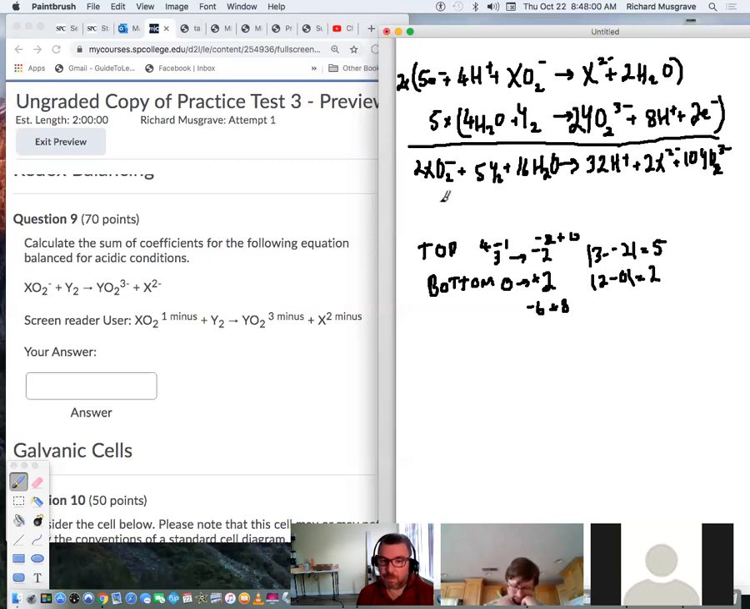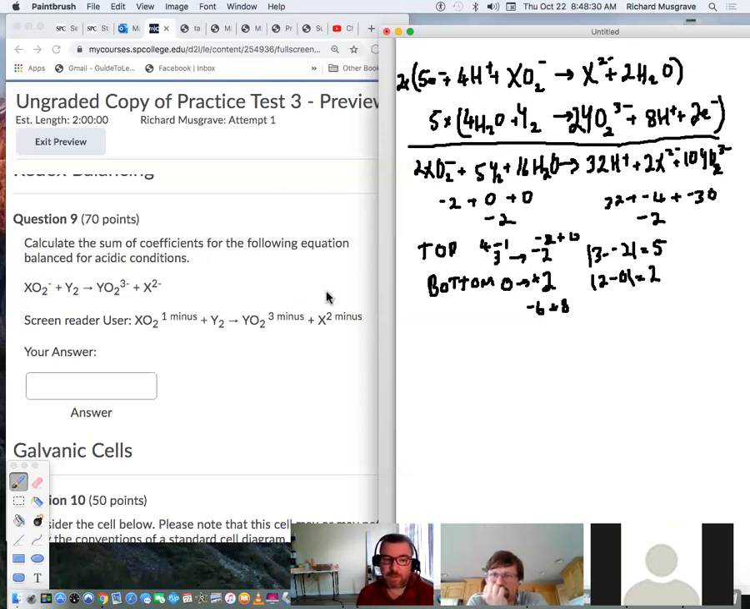Charges, we've got -2 plus 0 plus 0. So -2 on the left. On the right side, we've got 32 plus -4, 2 times -2, plus 10 times -3, which is -30, which adds up to -2. So the total charges work.